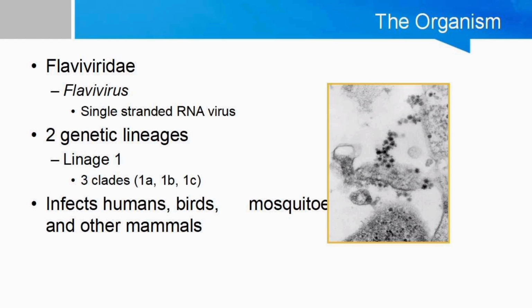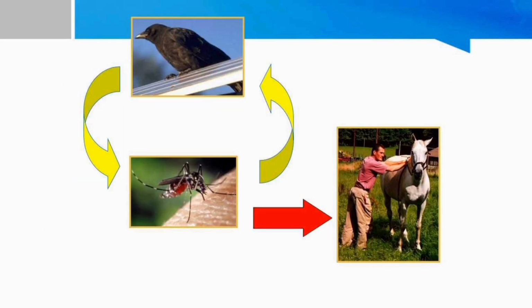West Nile virus can infect humans, birds, mosquitoes, horses, and other mammals. Birds, especially the corvids like ravens, jays, and crows, are the primary vertebrate reservoir hosts for West Nile virus. West Nile virus is mainly transmitted by mosquitoes. In North America alone, there is evidence of infection in at least 59 species, including Culex species and Aedes species.